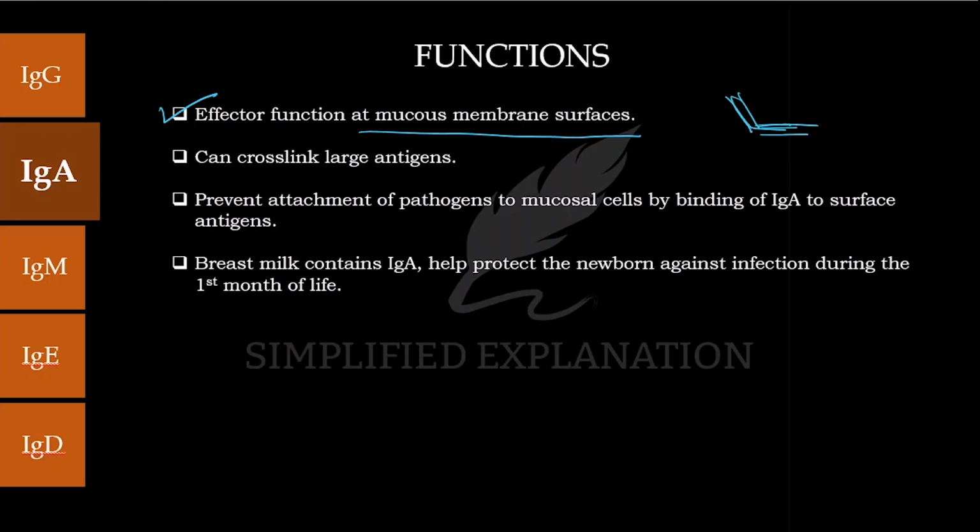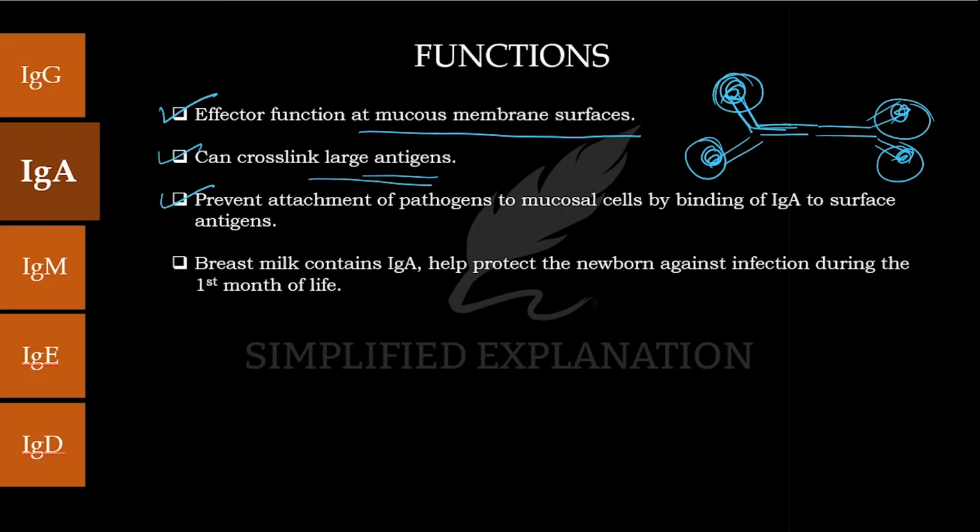This is the diagram of the dimeric. It's dimeric in nature, so it can bind to multiple antigens. See, it has so much binding capacity. So secretory IgA can cross-link large antigens with multiple epitopes, and they can prevent the attachment of the pathogens to mucosal cells by binding to the surface antigens.